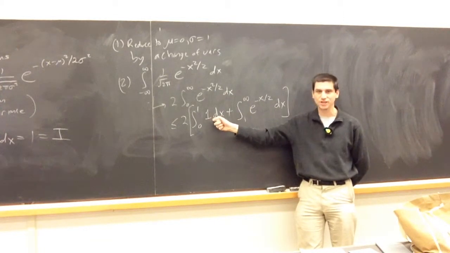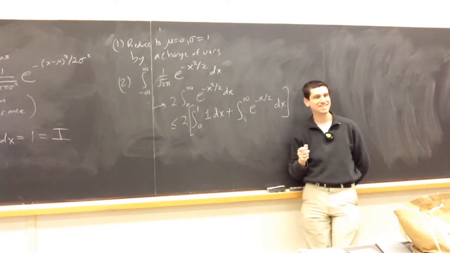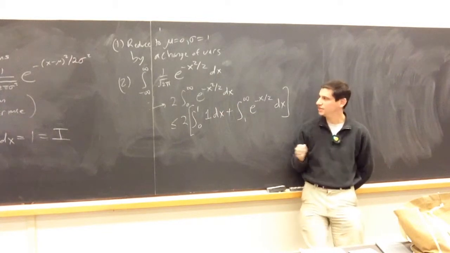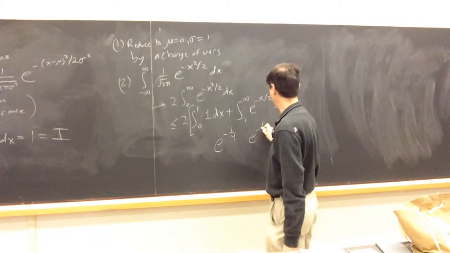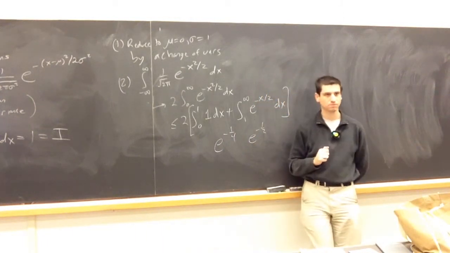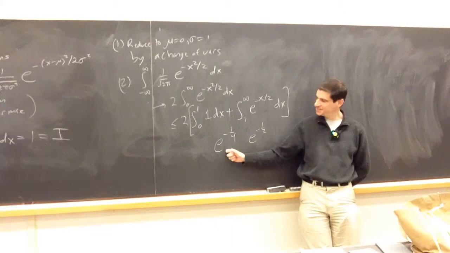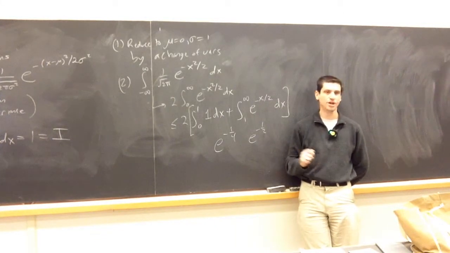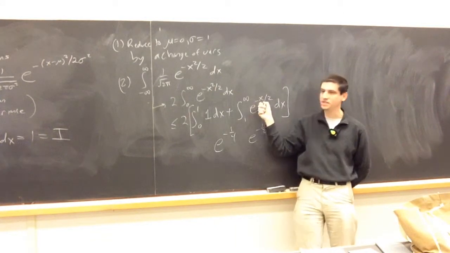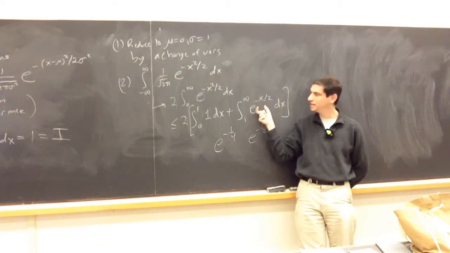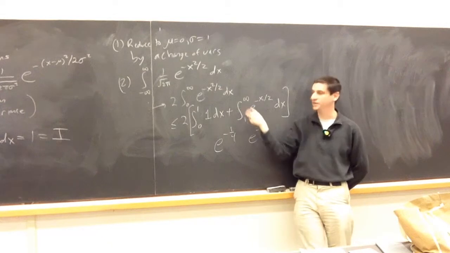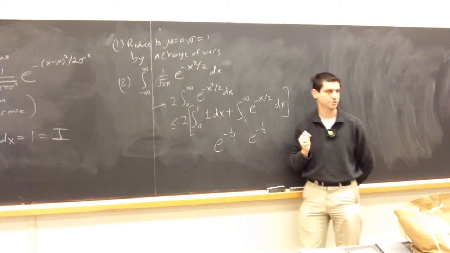Why am I not doing this over here? Well, if x is less than 1, which is larger? E to the negative 1/4 or e to the negative 1/2? E to the negative 1/4 is actually larger. So I can't replace this with e to the negative x over 2 everywhere. This is only going to be larger than the integrand from 1 to infinity. So I break the piece up into two parts.